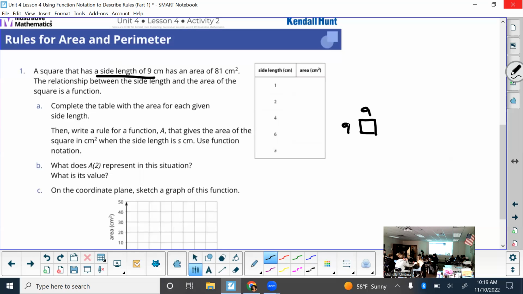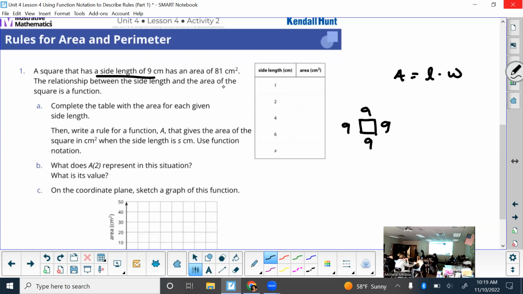9 centimeters. Right, so that makes sense when I do the area, because what's the area of any quadrilateral almost? How do you find the area of a square? Or a rectangle? Length times the width. So that's why theirs was 81, because it was 9 times 9, right?